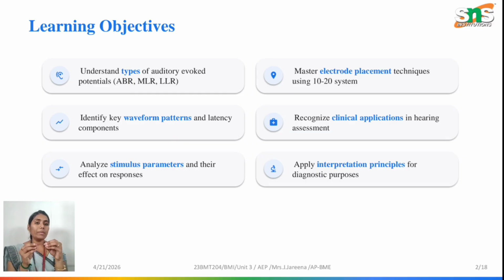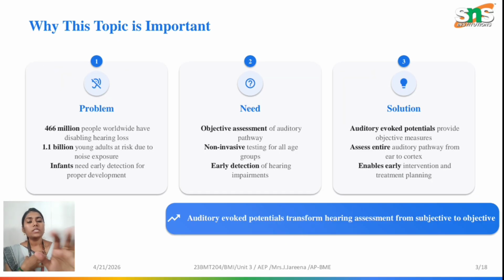And then we will also be discussing the different key components of the waveform which is produced by this particular technique. And finally we will also be discussing different clinical applications in hearing assessment, and the stimulation parameters, what are the different types of stimulation parameters we'll be using to record the response of this particular technique. And finally we will apply these principles for diagnostic purposes. So let's move on to the topic.